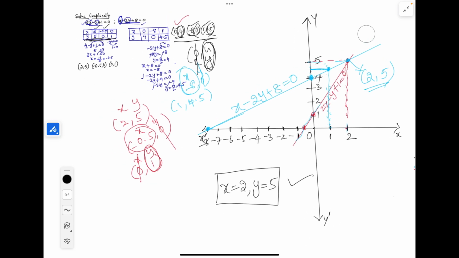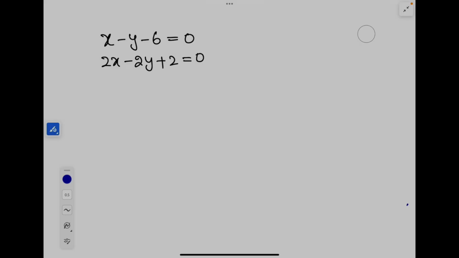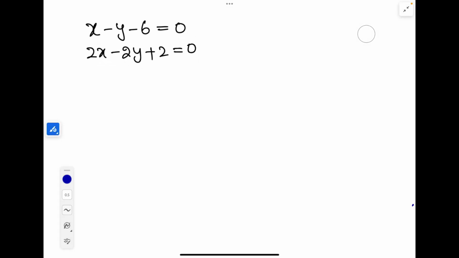Children, for all pairs of linear equations, will we get a unique solution? That means will it intersect only at one point? So for that, let us see the next question. Graph for this pair of linear equations. First equation is x minus y minus 6 is equal to 0.